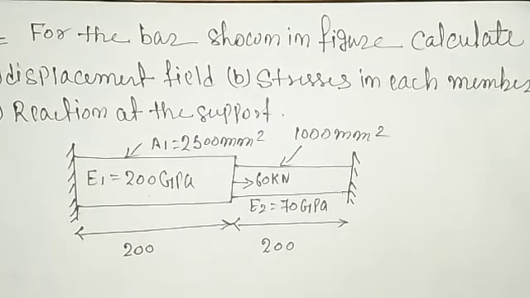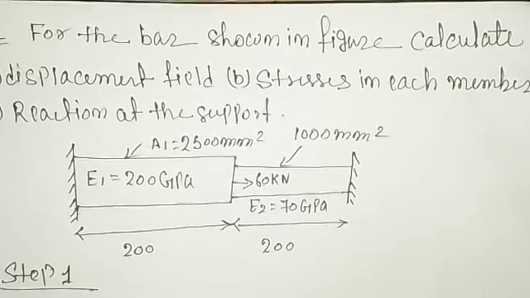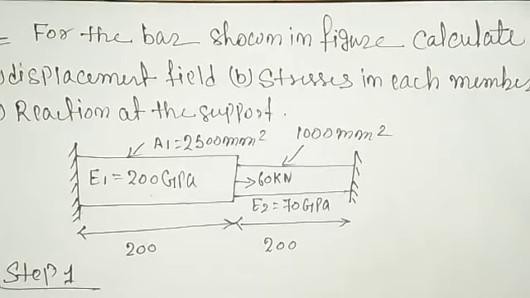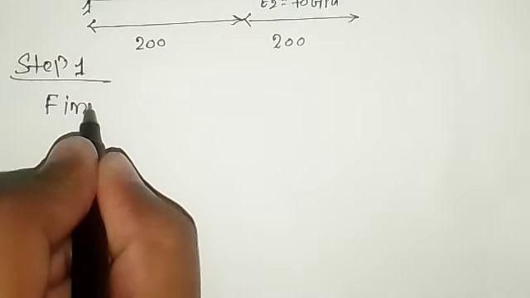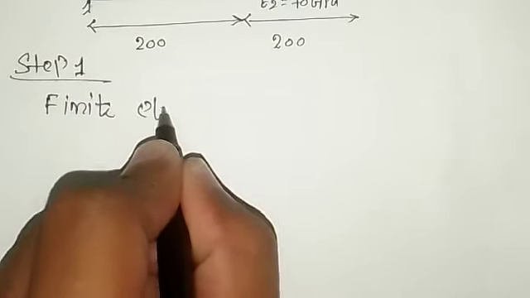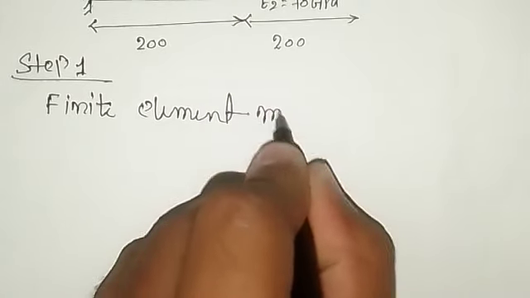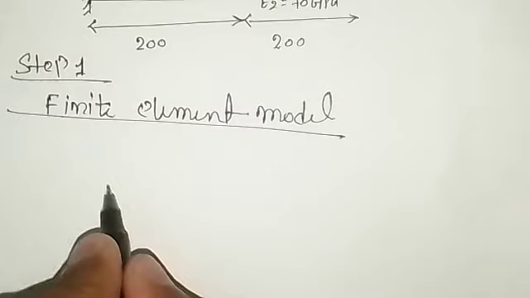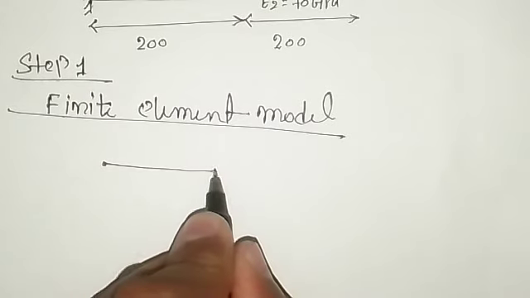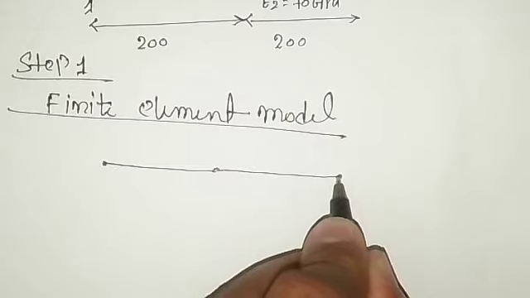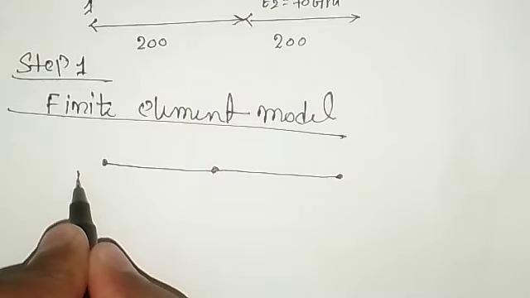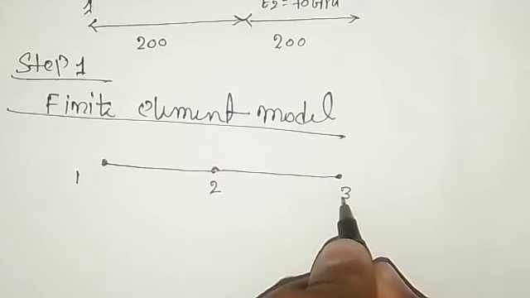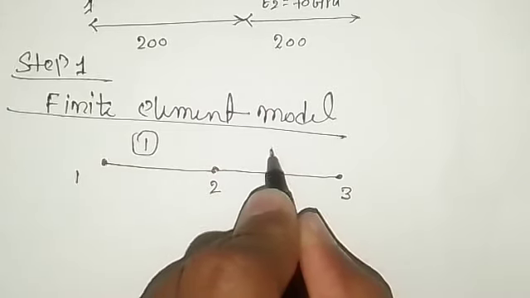So in step 1, we'll see the finite element model. In the nodal displacement diagram we will show this is element 1 and this is element 2. The dotted points are your nodes. So this is node 1, node 2 and node 3. This is element 1 and this is element 2.